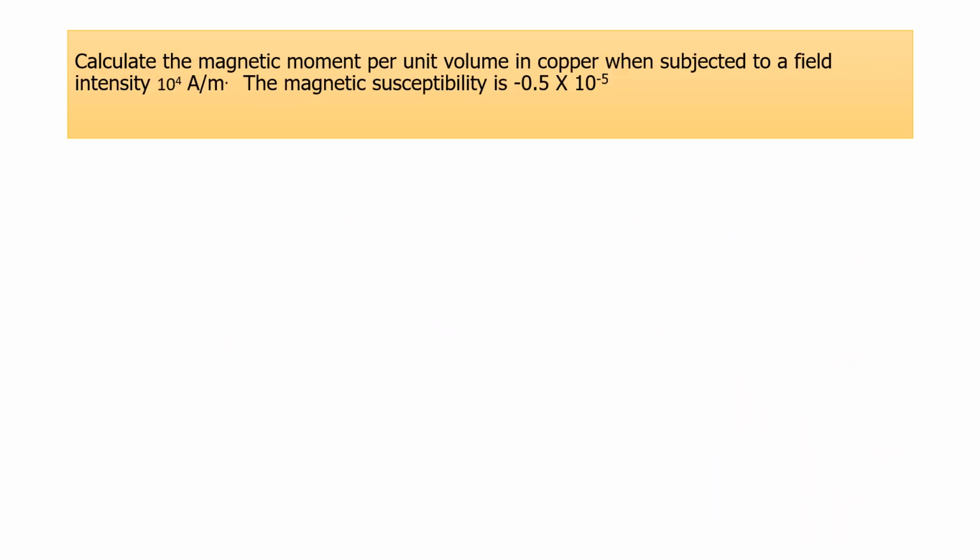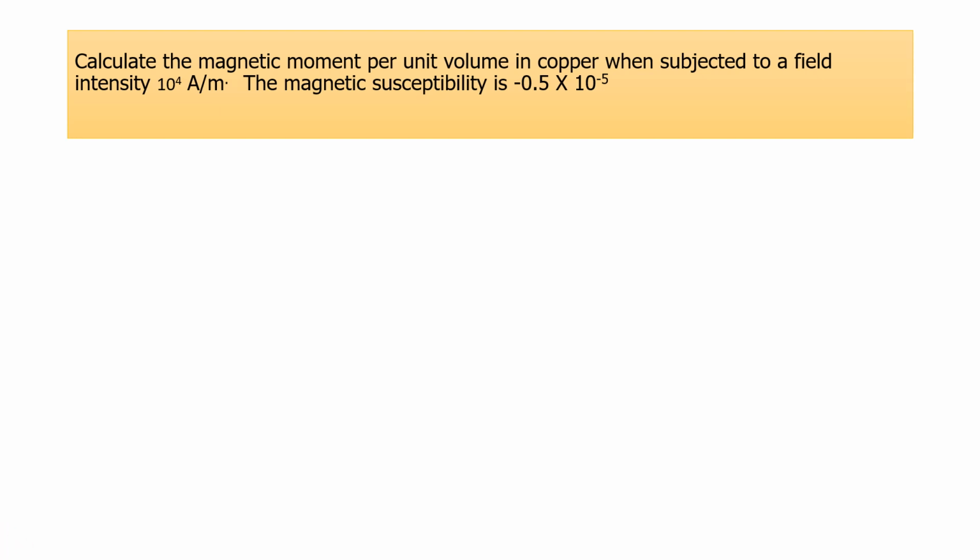So another simple problem. Just look at the problem. Calculate the magnetic moment per unit volume in copper when subjected to a field intensity of 10 power 4 ampere per meter. The magnetic susceptibility is given. So what is asked is magnetic moment per unit volume. So what is it? It is nothing but intensity of magnetization.